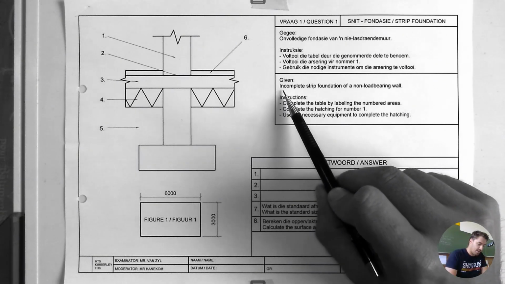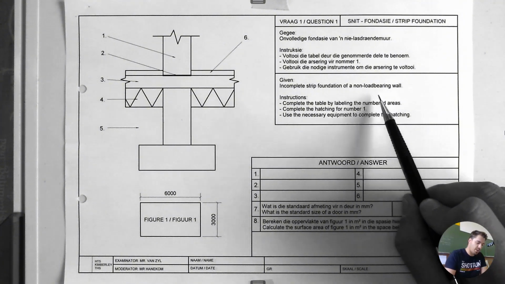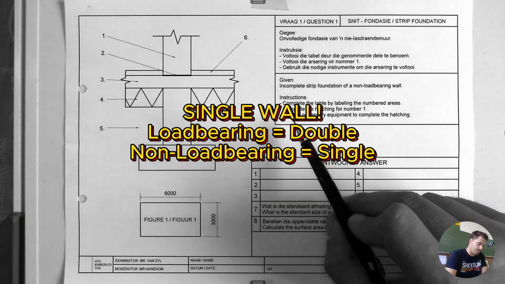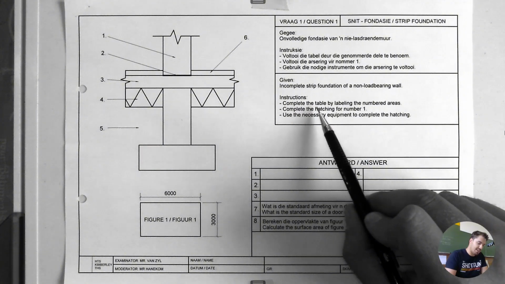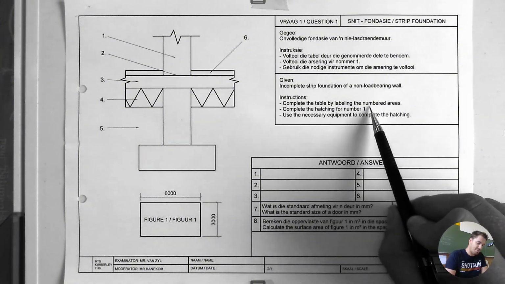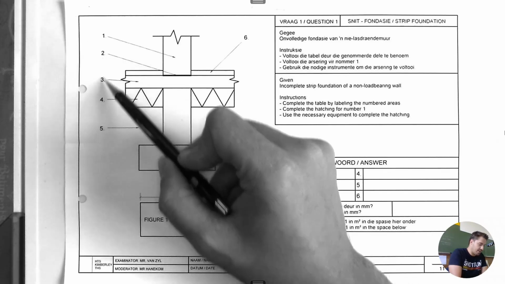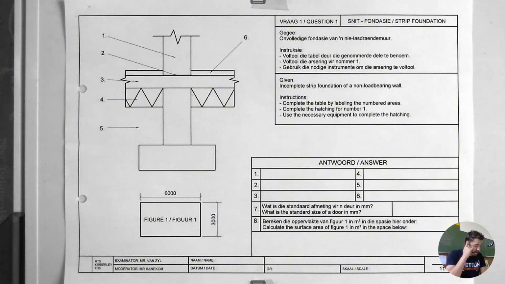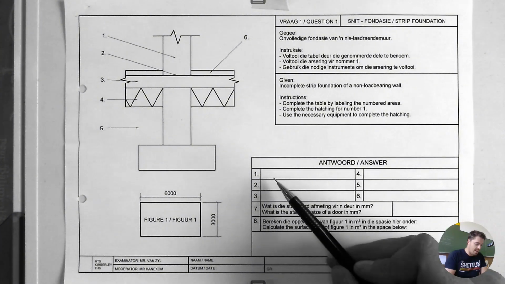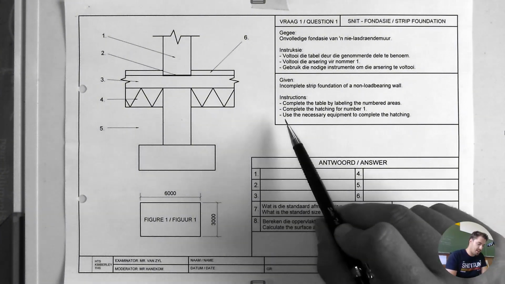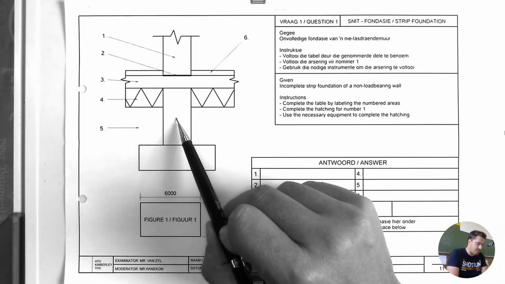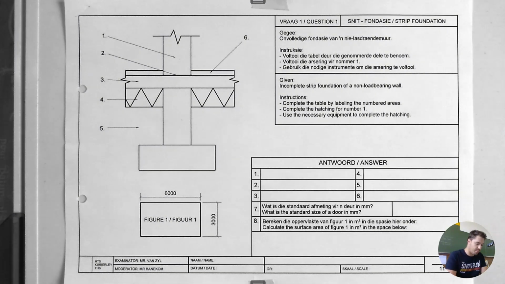They gave you an incomplete strip foundation of a non-load bearing wall. Instructions: complete the label by labeling the numbered areas. Here we have a bunch of numbers that point to specific parts of the drawing, and an answering table where we have to put the answers. Complete the hatching for number 1. So there is number 1. It indicates the hatching for the non-load bearing wall.